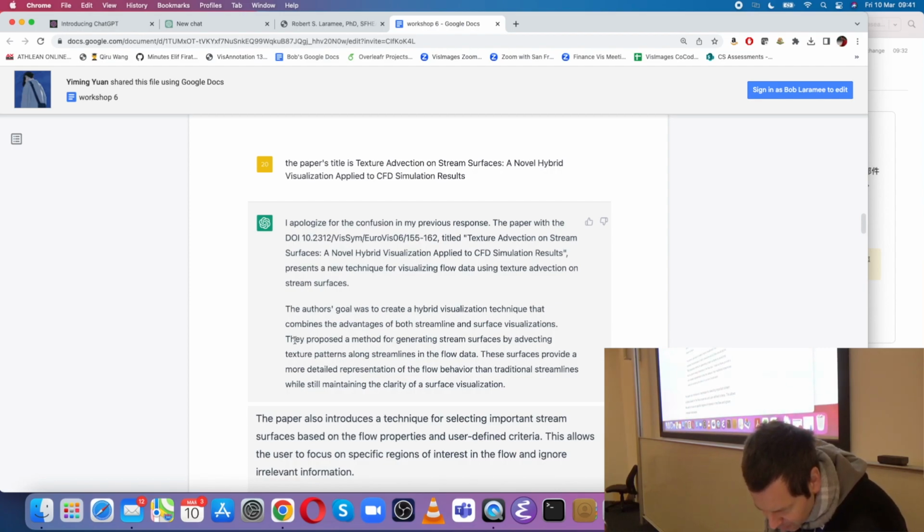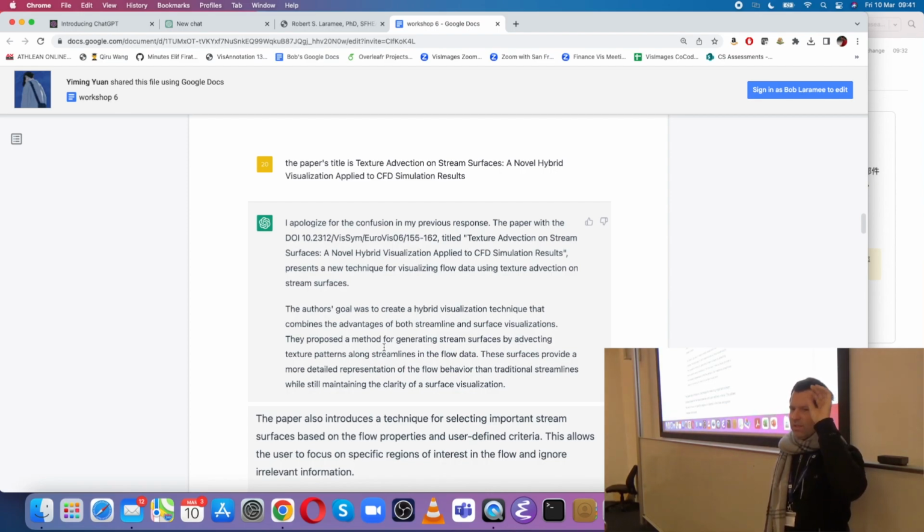Now this part is implementation, actually. They propose a method for generating stream surfaces by vectoring texture patterns along streamlines in the flow data. That is correct. The surfaces provide more detailed representative flow behavior than traditional streamlines while still maintaining the clarity of the surface visualization. So that's correct, but this second sentence goes in implementation. How do I know that? The concept is the what, what is going on. The implementation is the how. That's another way to separate it. As soon as it starts going into how it's done, it's talking about implementation, right?